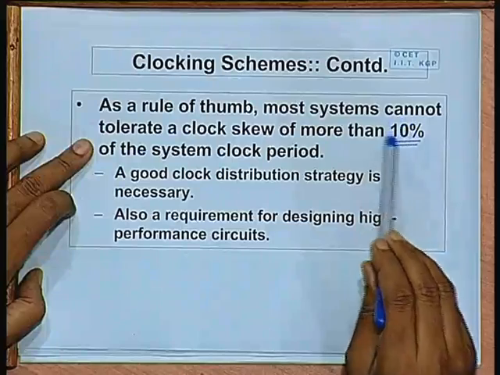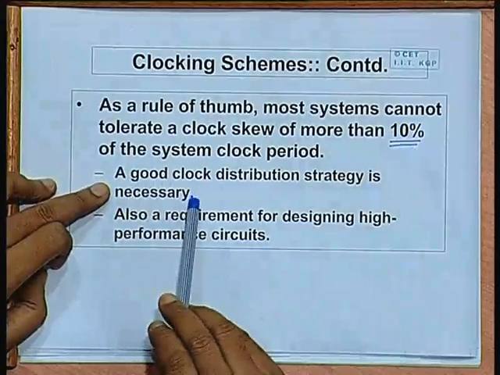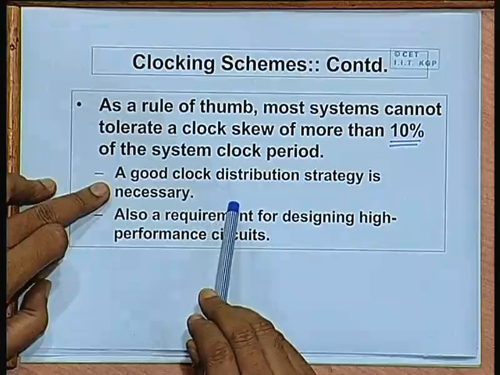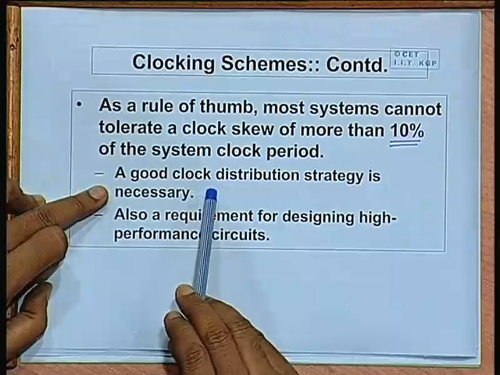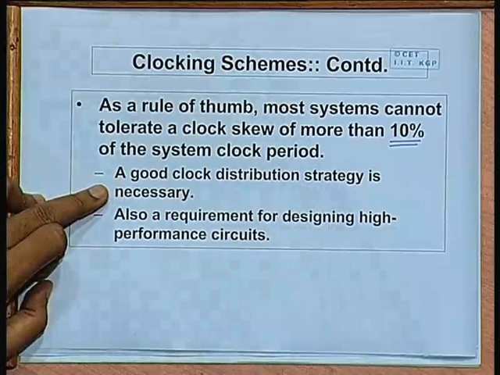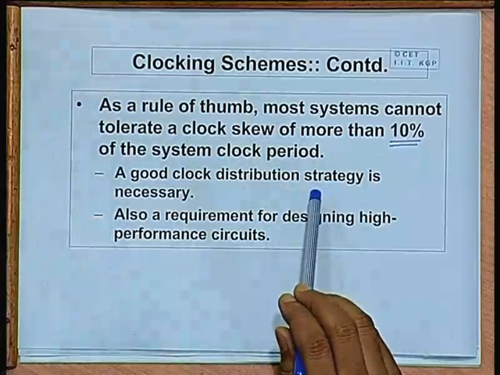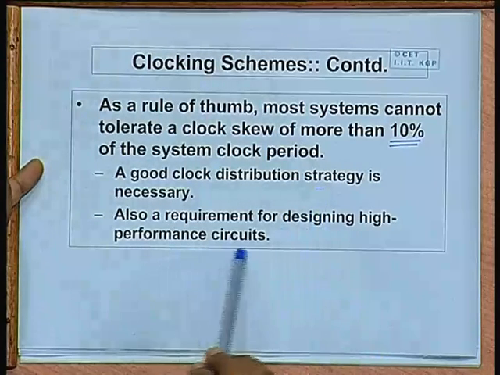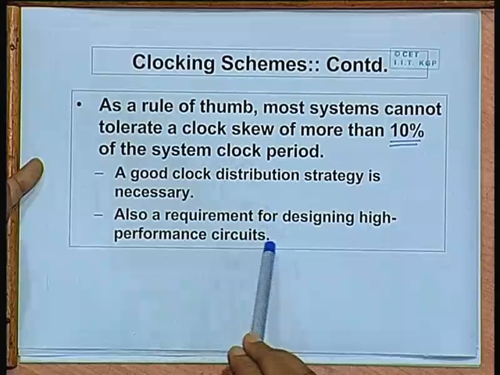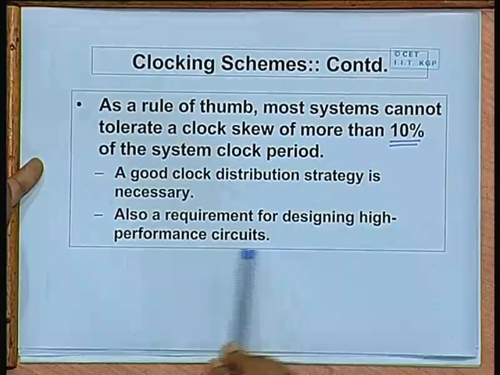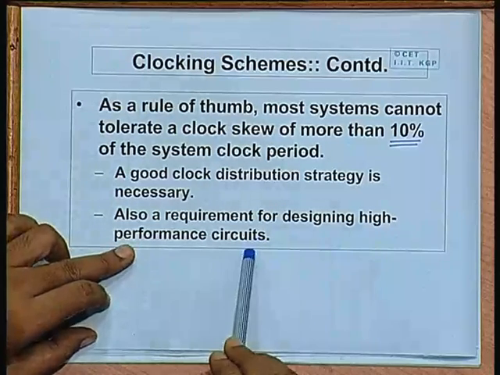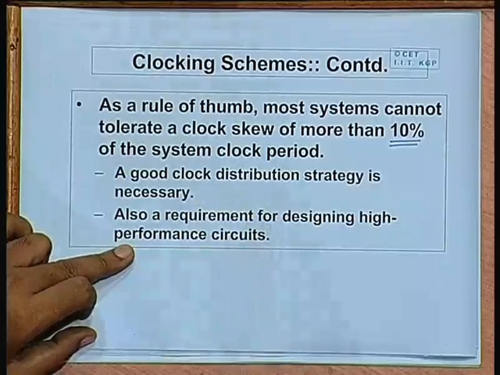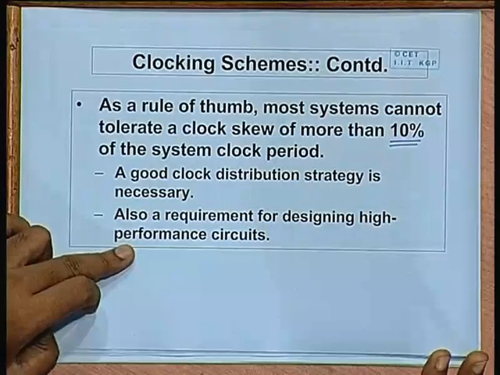In order to achieve this, we need a good layout of the clock network, which is called the clock distribution strategy. Of course, in conventional systems this is important, and in high performance circuits this is an absolute mandatory requirement, because in a high performance circuit, a bad clock distribution circuit can destroy the very purpose of your design. So, the clock distribution circuit is very important.